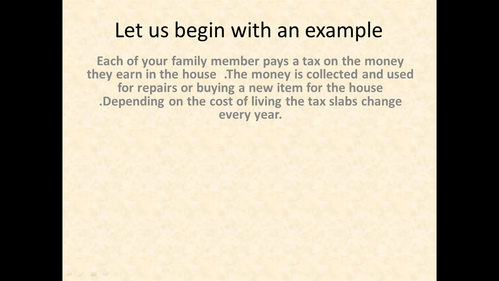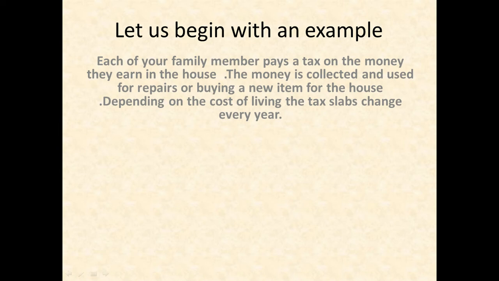Each of your family members pays a tax on the money that they earn, which goes into your house. Every member that earns money, that money is collected and used for repairs or buying a new item for the house. Even if you or your brother or sister is earning pocket money, they have to pay a certain tax, and all that money is collected and goes into repairing your house or buying a new item for your house.